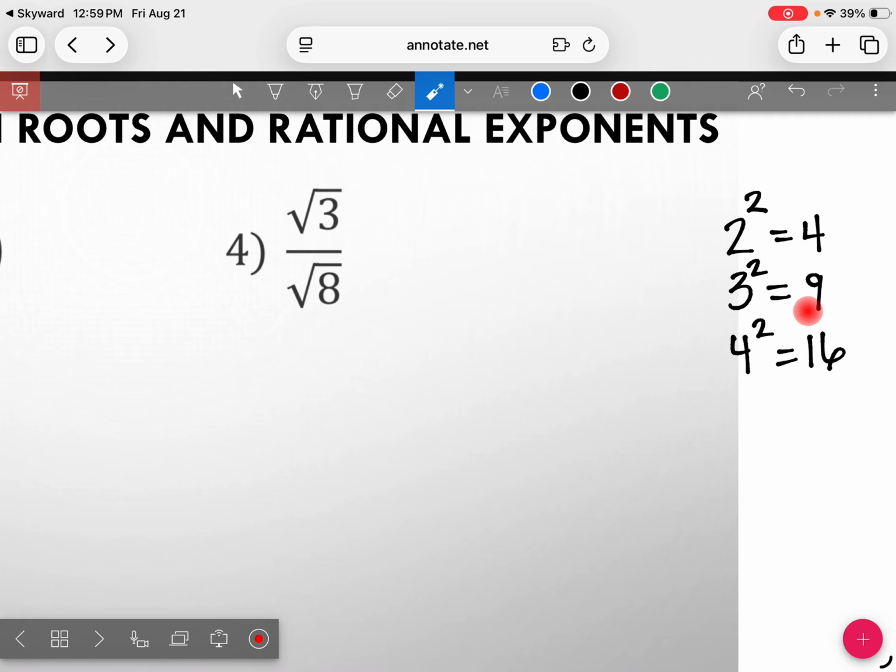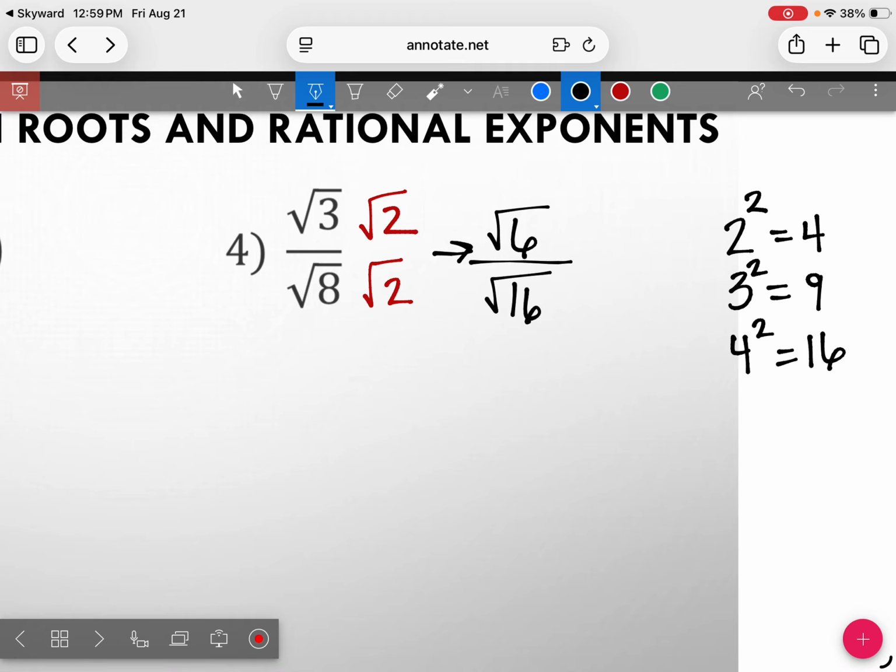Can I multiply 8 by something to get to 9? That's not a whole number. Can I multiply 8 by a number to get 16? What number? 8 times 8? 8 times 2. So this is the highway method. I'm going to multiply it by 2. And again, we can multiply square roots that are different. So that's going to give me the square root of 6 divided by the square root of 16. And the square root of 16 is 4. And that would be my answer.